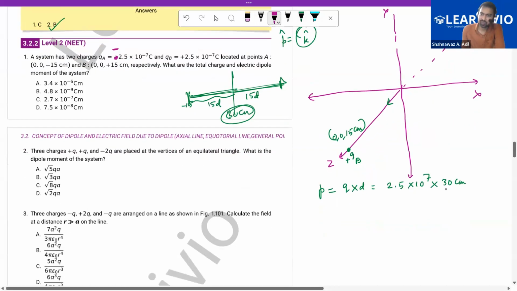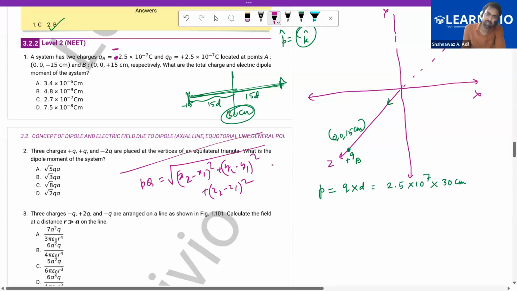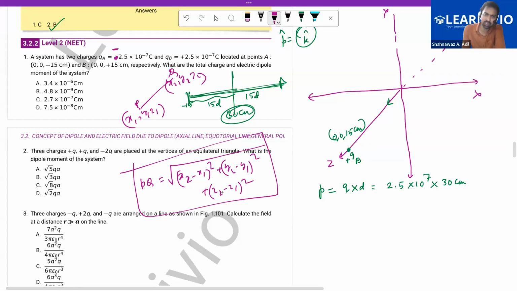If it had been some other points, then the distance PQ would be the root of x2 minus x1 whole square, plus y2 minus y1 whole square, plus z2 minus z1 whole square. That is the distance formula between x1, y1, z1 and x2, y2, z2, that we use. But we don't have to use this complicated one because here we can just take it directly.